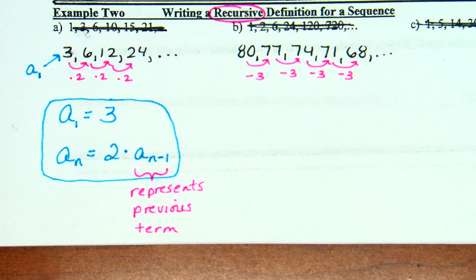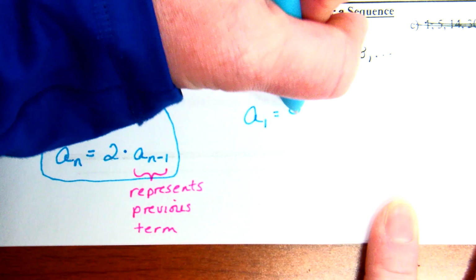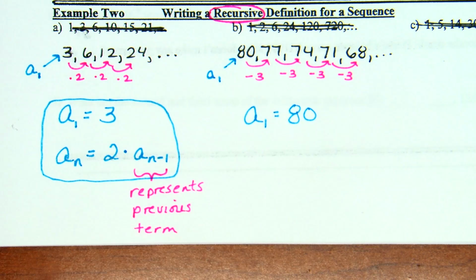What do I have to do for a recursive definition? A1. Okay. Initial condition. What is A of 1? A of 1 is the first given term, which is 80. And in a traditional problem like this, guys, A of 1 will always be given. You just have to identify it. You just have to write it down and tell me that you know what it is.